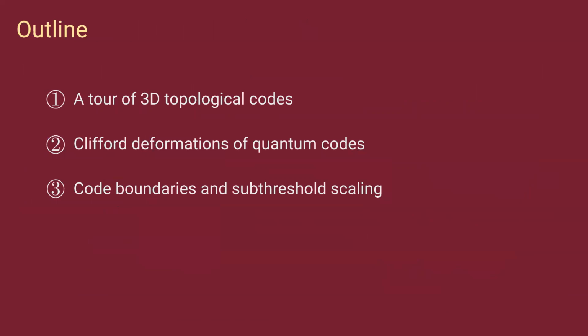Okay, so first I'm going to give you a sort of tour of 3D topological codes. Then I'm going to present Clifford deformations of quantum codes, both in the 2D case and in the 3D case. And finally, I'm going to talk a bit about code boundaries and how they can improve subthreshold scaling.